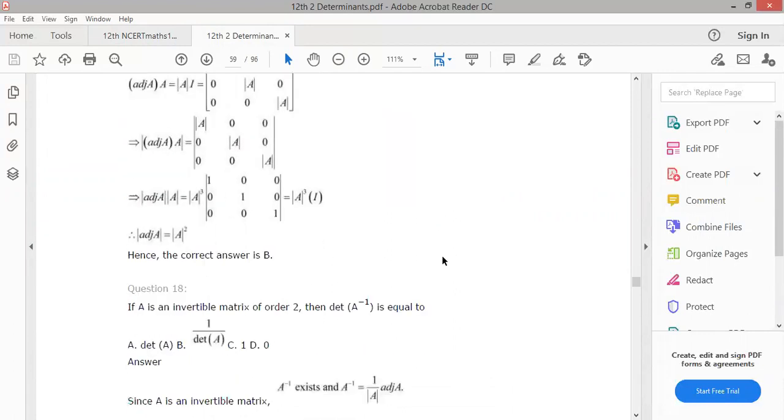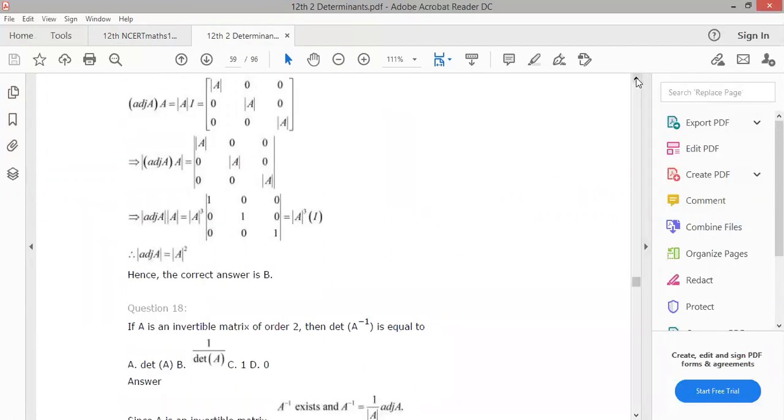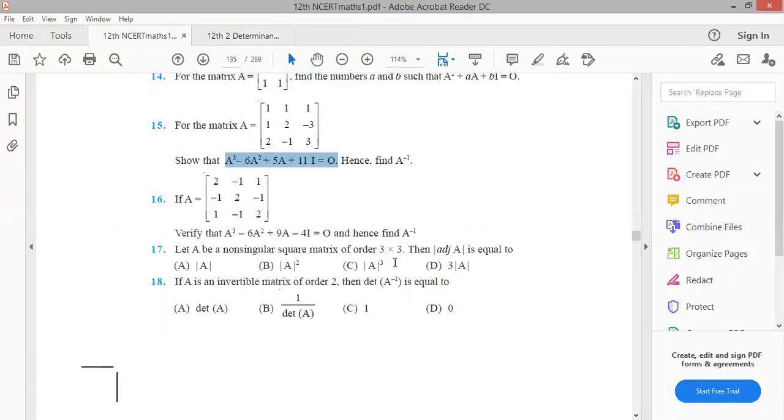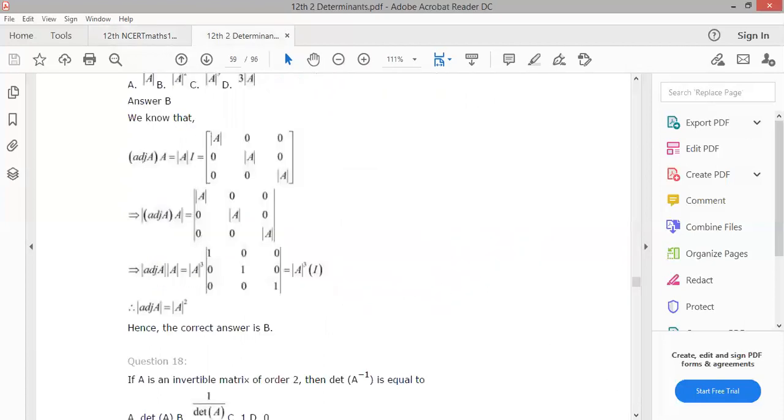Yes, here it is. I have attempted to solve this. You can see it is determinant of A square. Next is question number 18. Question number 18, once again an objective type question. If A is an invertible matrix of order 2, the determinant of A inverse is equal to. I have to find the determinant of A inverse.